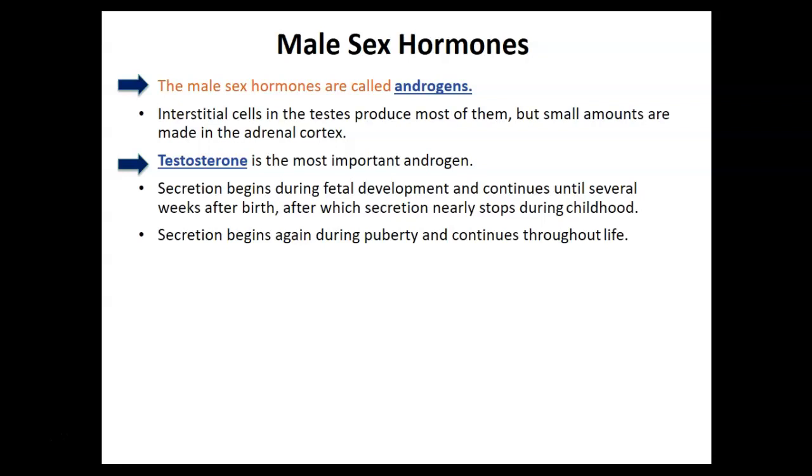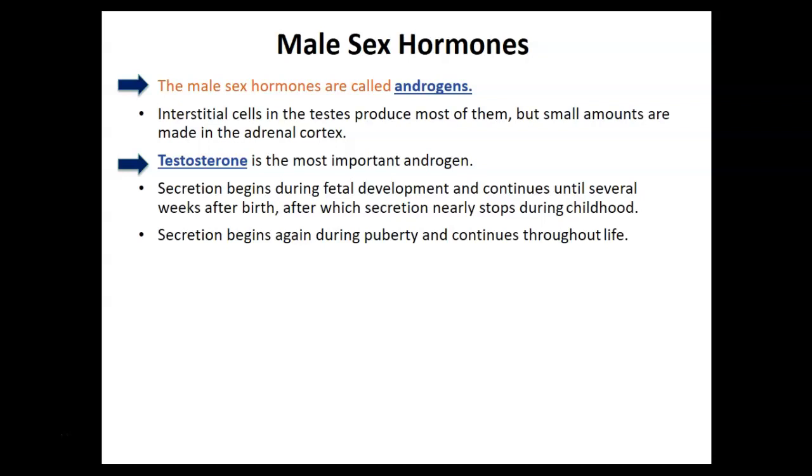Male sex hormones are called androgens. So testosterone is an androgen. There are other androgens that are present, like dihydrotestosterone. It's very similar to testosterone. It's produced in a smaller quantity, but it's a lot more potent. But we're really just going to focus on testosterone because it's really truly the most important androgen.